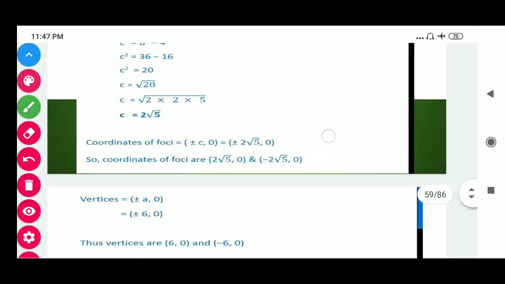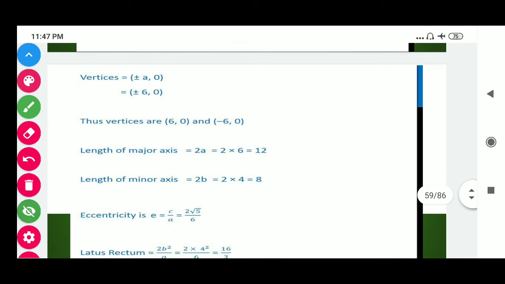In the same way, students, vertices are plus minus a, 0. Put the value of a, we get plus minus 6, 0. And students, the length of the major axis is 2a. So the value of a is 6, so 2 into 6 we get 12. In the same way, the length of the minor axis is 2b. So that's why it becomes 8.